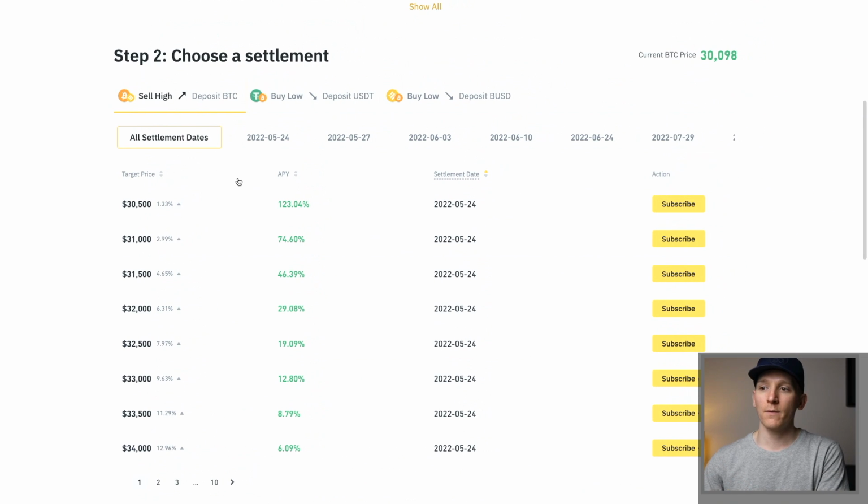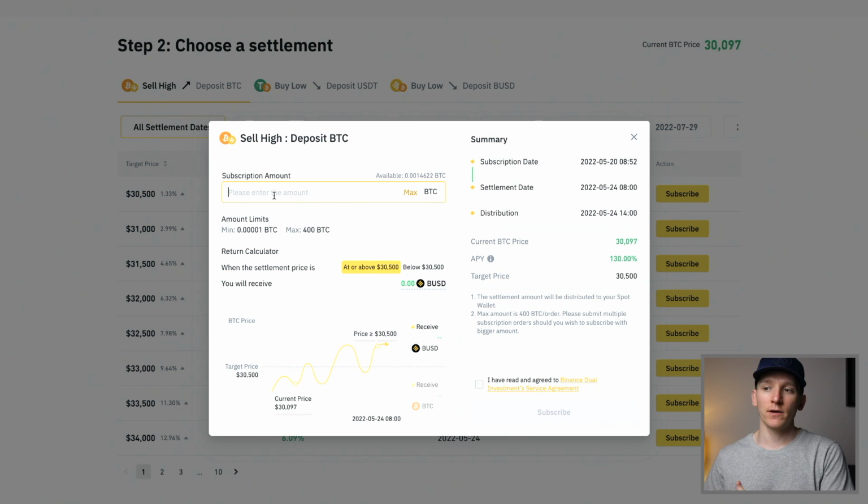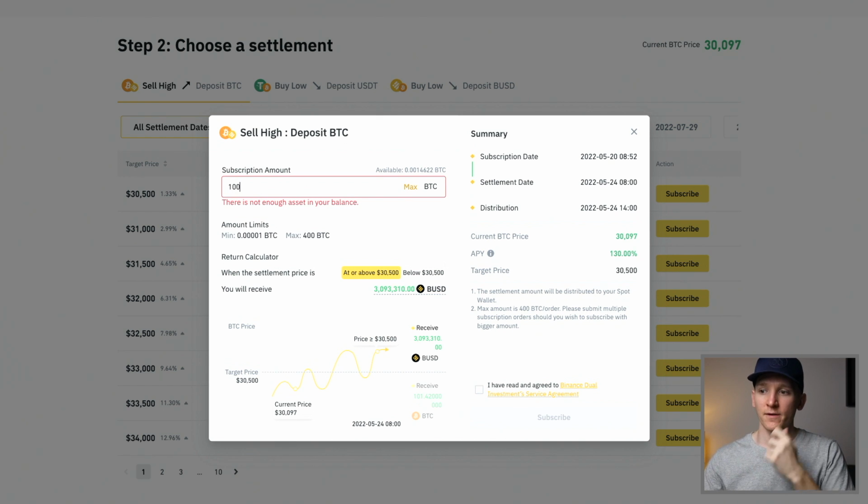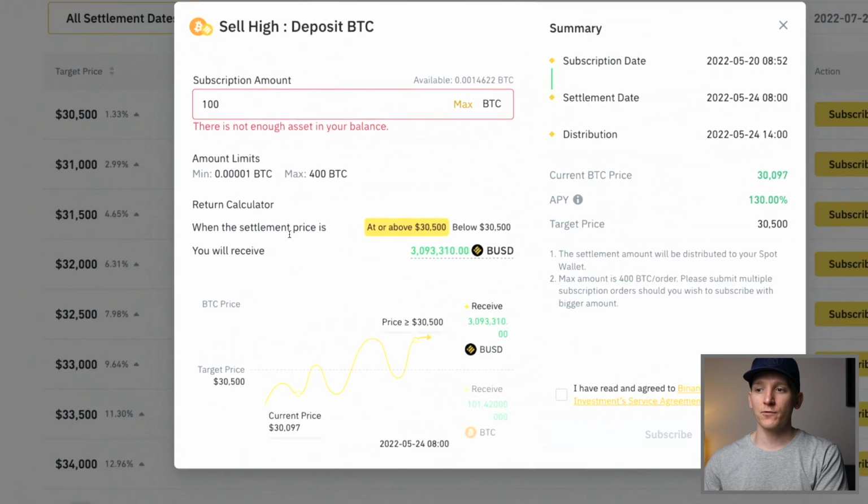So if we press subscribe, it will give us a box where we can see all of our inputs and actually see this in real time. So obviously the subscribed amount, if you have Bitcoin that you are willing to sell at a certain price, say 100, then it's going to give us all of the returns that we can see.